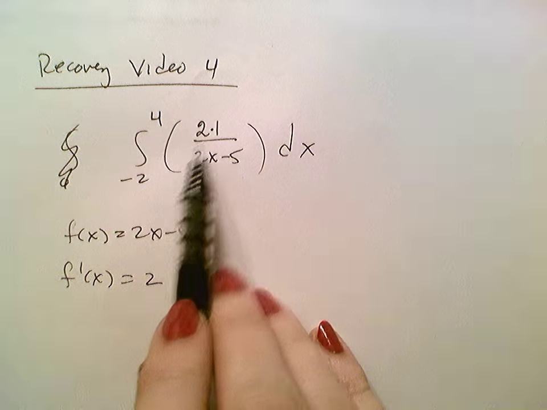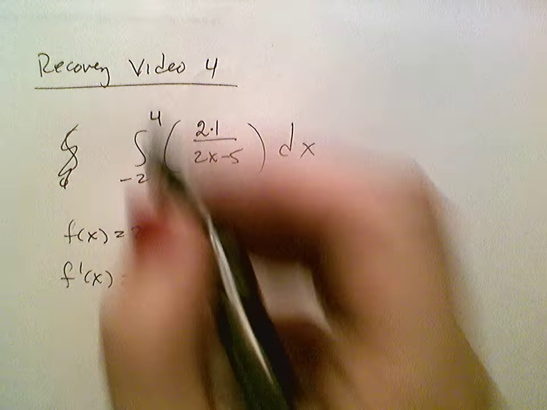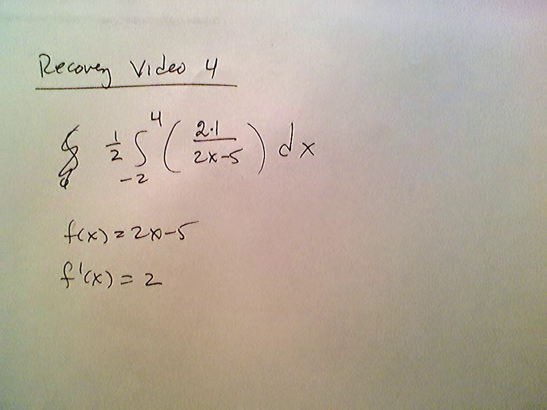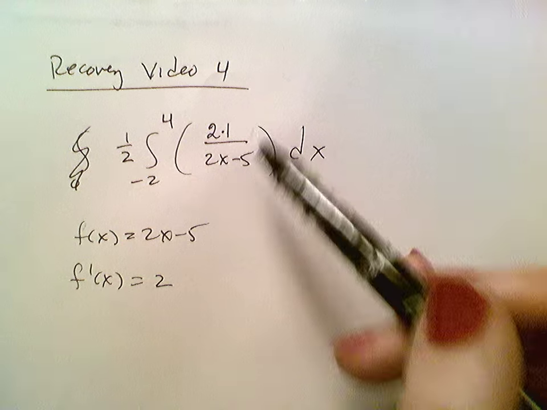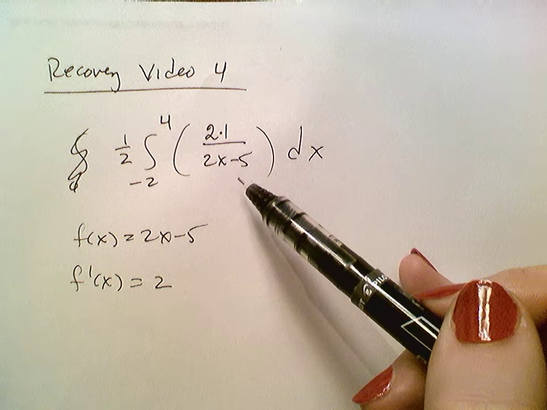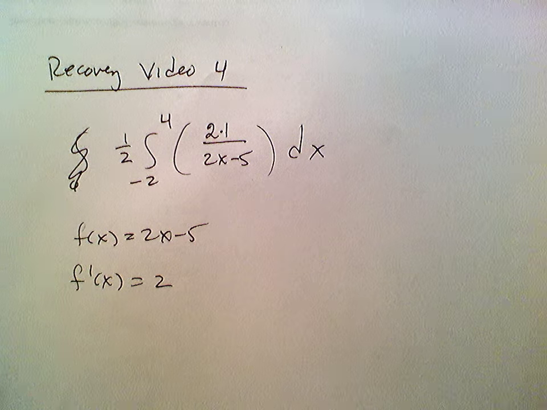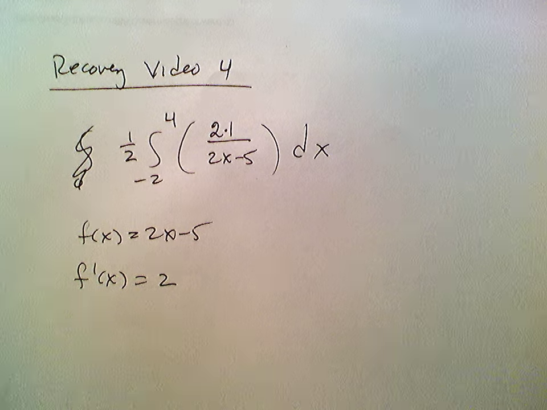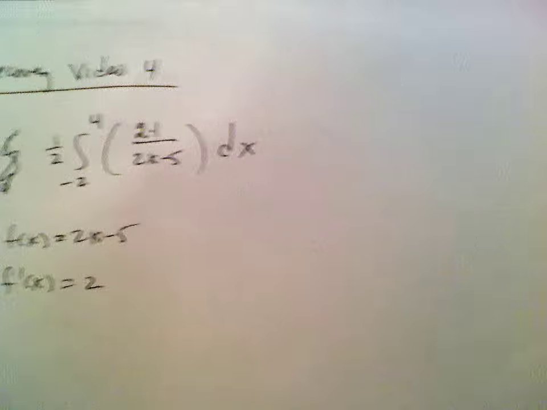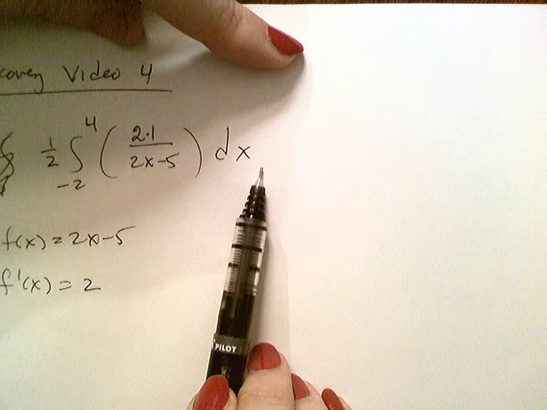But I can't just multiply by 2. If I multiply by 2 on the inside, I've got to divide by it on the outside. So I'd have to go 1/2 on the outside. And now I've got f prime of x over f of x. Whenever you have this, note this is a definite integral. I want to do a definite integral because it's a little bit harder. So I'm just going to carry the 1/2 over.